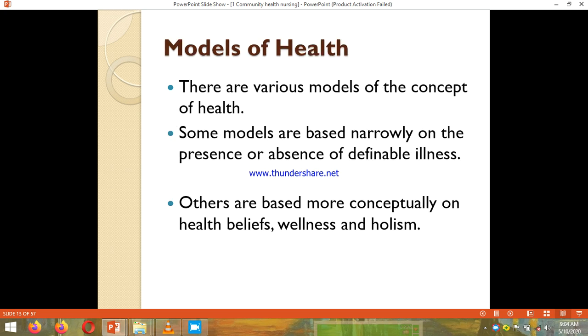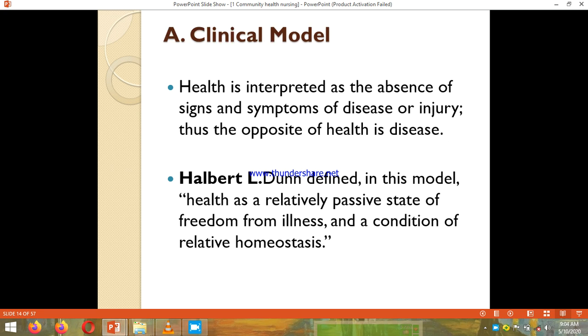The other one is models of health. There are various models of the concept of health. Some models are based narrowly on the presence or absence of definable illness. If there is an absence of signs and symptoms, the person is called healthy. The other concept is based more on health belief, wellness and holism. So the first model is the clinical model. As the name implies, it focuses on the absence of signs and symptoms of disease or injury. If there are no signs and symptoms, the person is called healthy in the clinical model.